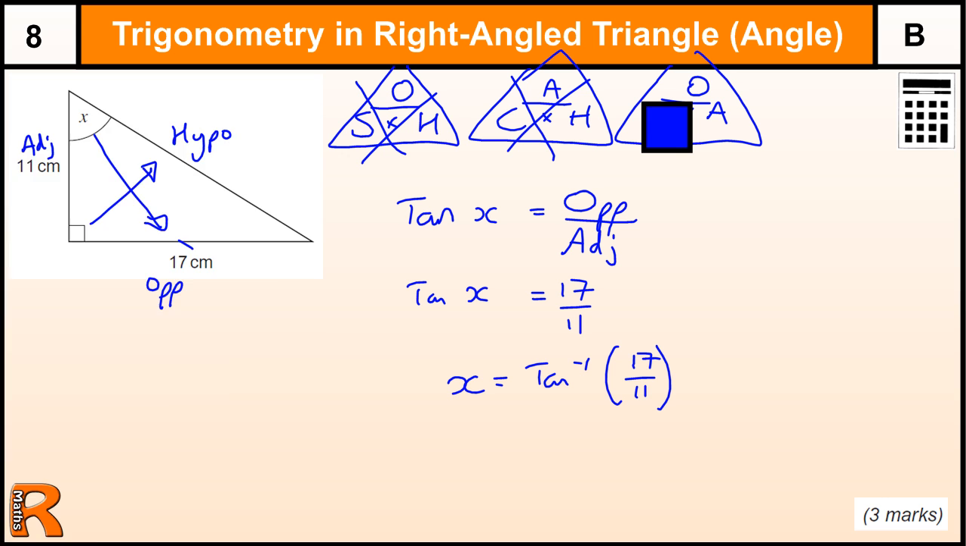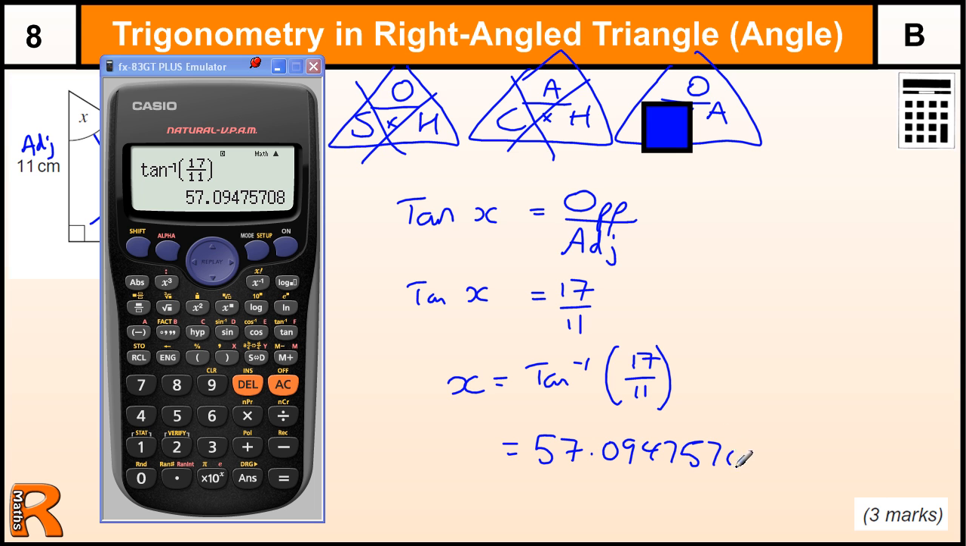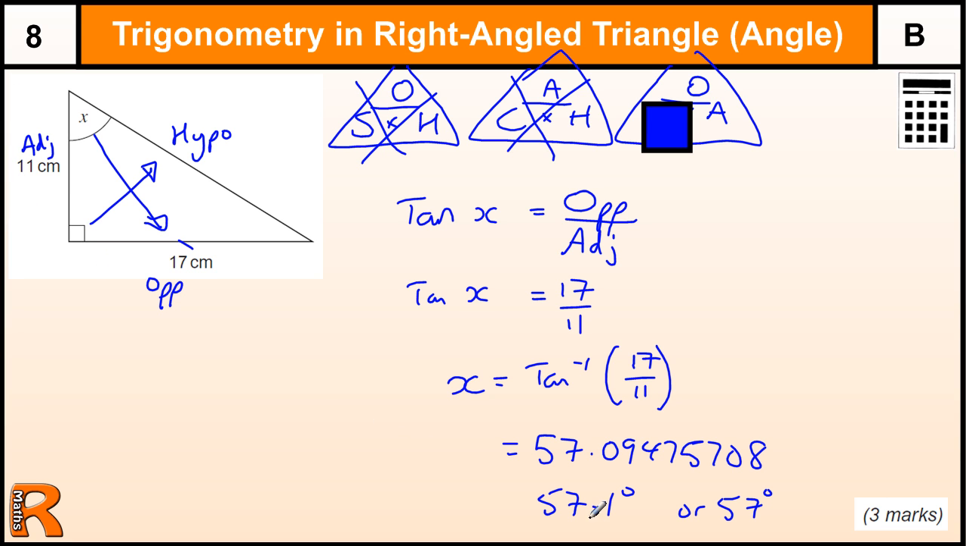So we bring in the calculator, make sure we're in degrees mode, shift tan to find the angle, 17 over 11. Make sure you come out of the fraction, close the bracket, press equals, and we've got 57.09475708, or 57.1, or even 57 degrees. Either of those would be fine. It doesn't ask us to round it to any particular degree of accuracy, so that's fine.